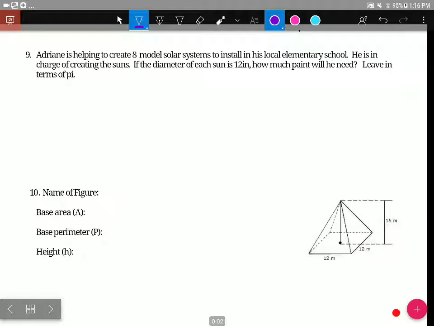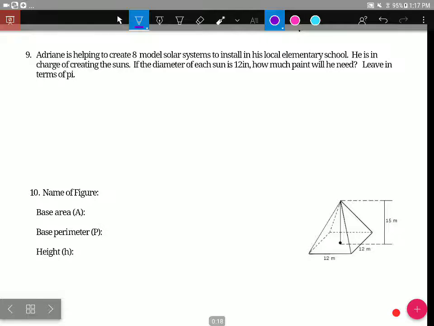Number 9. Adrian is helping to create eight model solar systems to install in his local elementary school. Okay, so we're building solar systems. He is in charge of creating the suns. If the diameter of each sun is 12 inches, how much paint will he need?